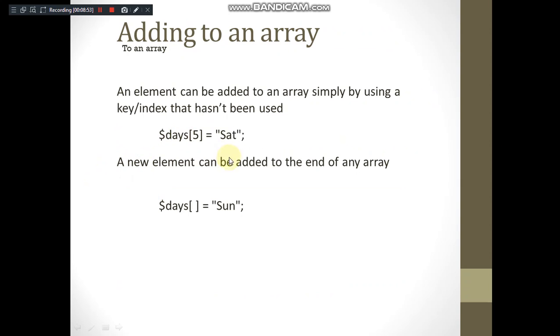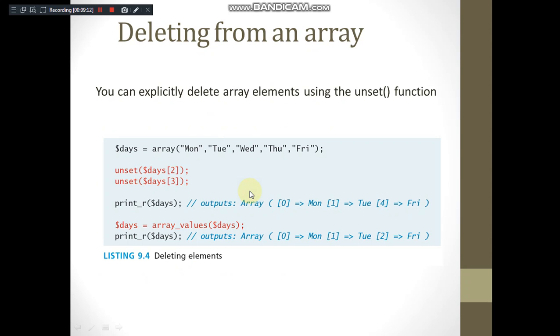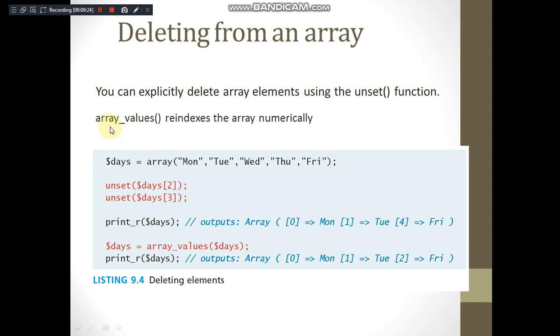Adding to an array, we can add an element at any location, or else you can specify it without the index, and it will be automatically added to the end of the array. You can also do the printing by using print_r, like this. Deleting from an array, we can use unset here and then print it and check. So this is showing you the deleted elements from the array. This is deleting from an array.